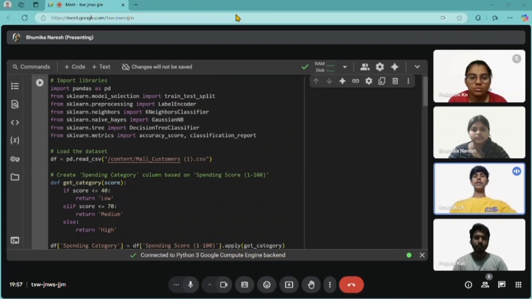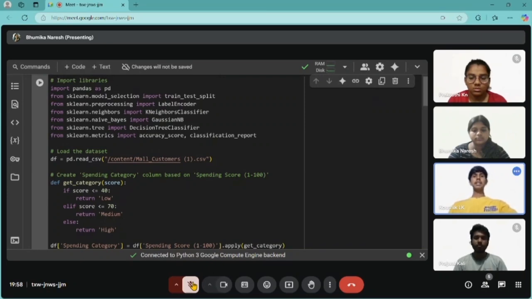We are here to present a project on KNN, Decision Tree, and Naive Bayes prediction of spending category, guided by Sheikh Dawood Sir, Assistant Professor, Department of Computer Science and Engineering. Our topic is KNN, nearest neighbors, decision tree, and Naive Bayes. I am giving the introduction about this project.